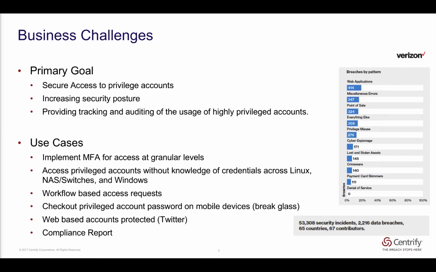It's also important to note that the Verizon Data Breach Investigations Report 2018 has recently been released, and you'll notice the graphic on the right hand side that out of 2,000 plus data breaches, over 10% of these were due to privilege misuse. These are the types of business issues that we're going to be looking at solving within the next 10 minutes.